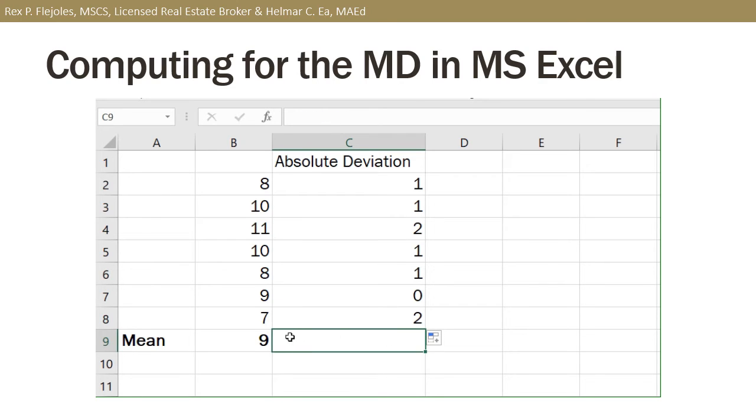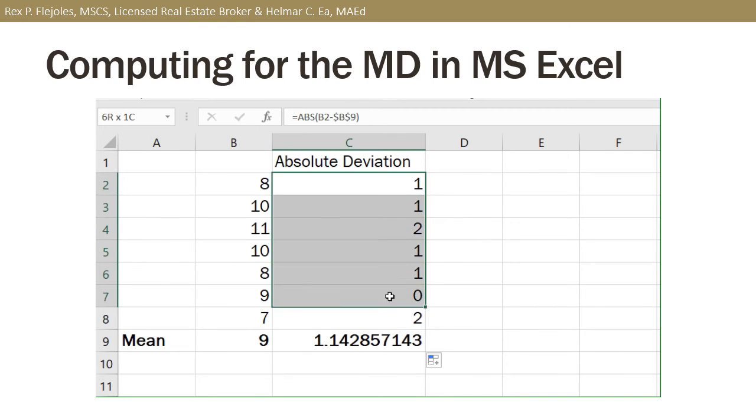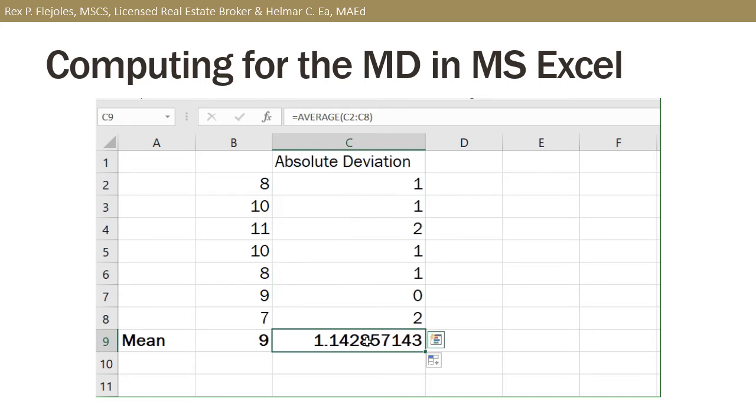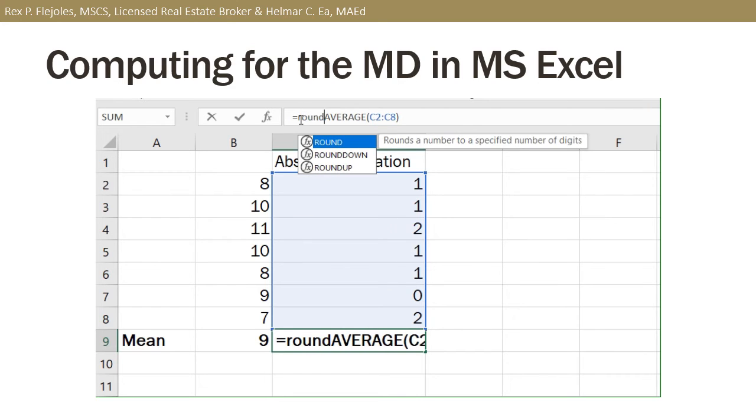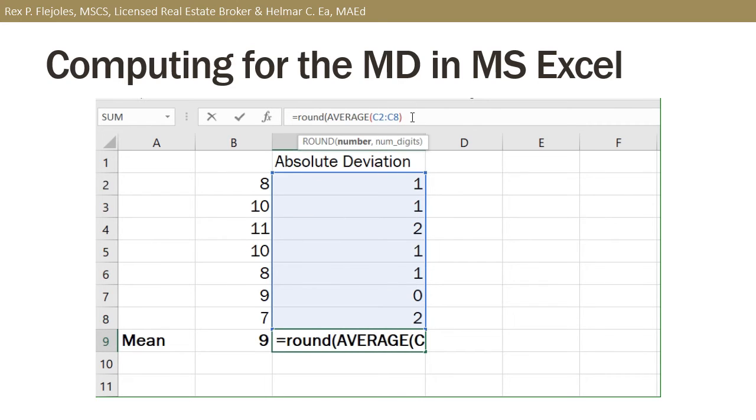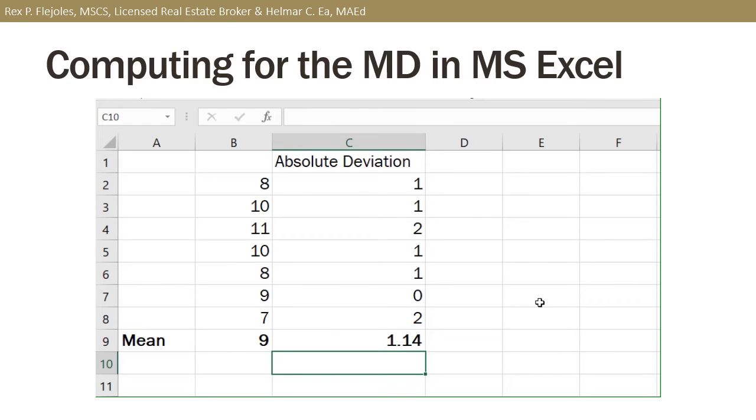Next to that, we're going to copy this formula to determine the mean of these absolute deviations. It results to 1.142857143, but if we wish to display only 2 decimal places, then we're going to make use of another function, round, and we're going to limit it to 2 decimal places only. So that results to a mean absolute deviation of 1.14.